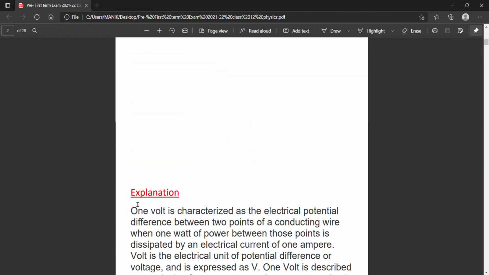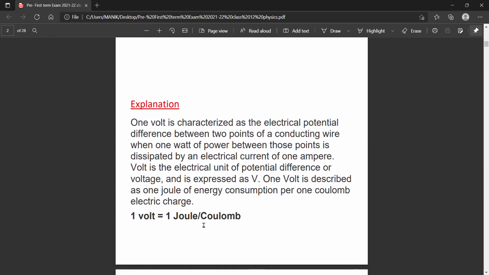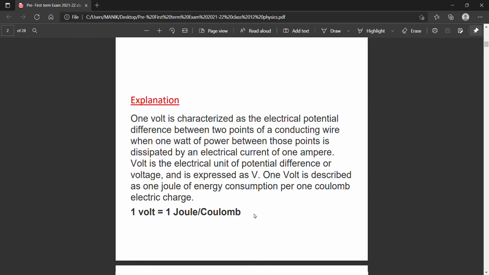Question number 2, 1 volt is equivalent to, options are here. So the answer will be joule per coulomb. Here I am giving you the explanations, so you go through this. I hope you will be able to understand this because this is a very simple question. The answer is joule per coulomb. Go to the next question.